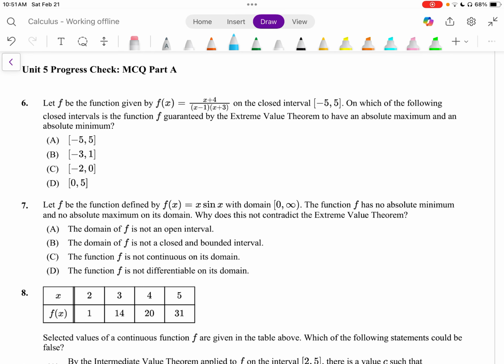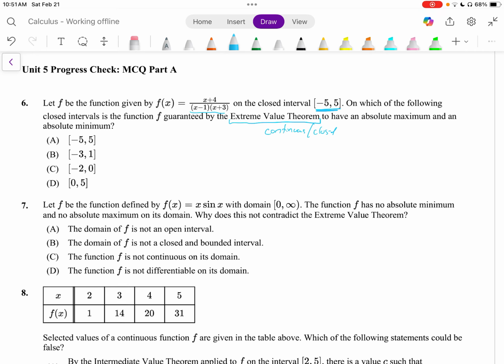Let f be the function given by f of x equals x plus 4 over x minus 1 times x plus 3 on the closed interval negative 1 to 5. On which of the following closed intervals is the function f guaranteed by the extreme value theorem to have an absolute maximum and an absolute minimum? So extreme value theorem, it has to be continuous on the closed interval.